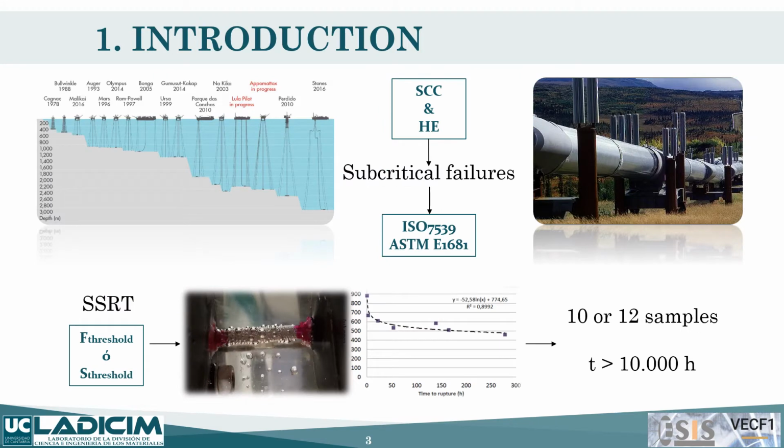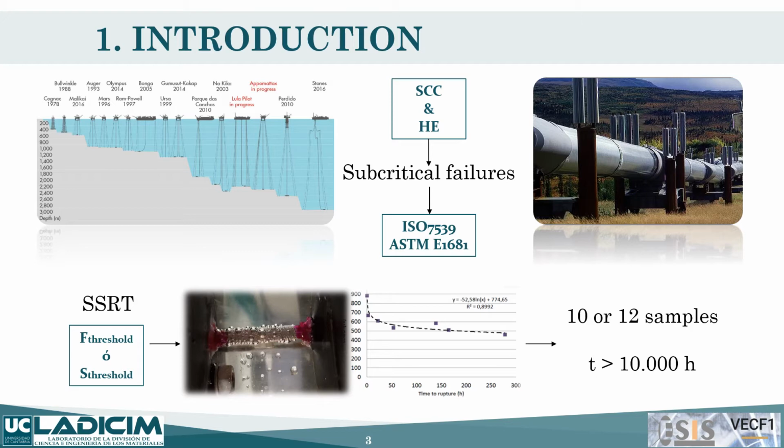The energy industry, such as oil and gas or offshore facilities, has used high-strength steels during the last decades in order to fit their requirements. But these materials, combined with the environment in these situations and the protection systems employed, can lead to stress corrosion cracking or hydrogen embrittlement issues, which can lead to subcritical failures. So these materials in this environment should be studied.